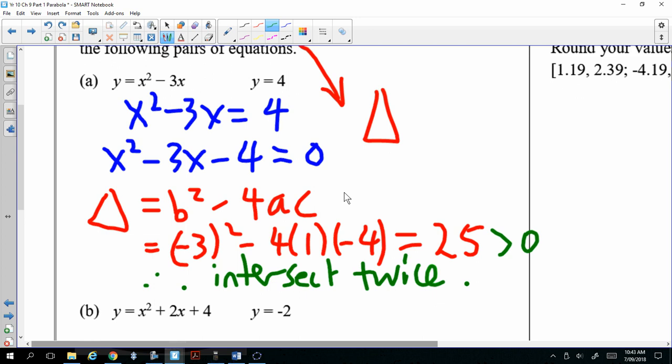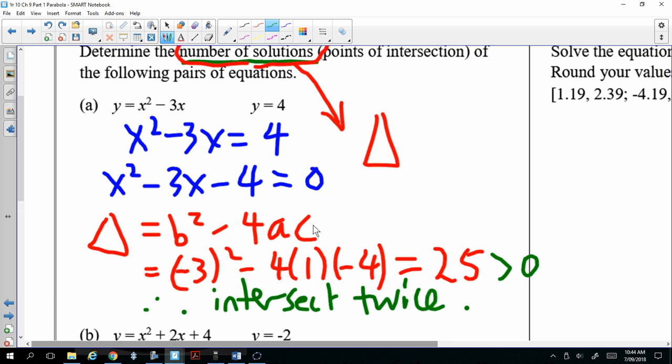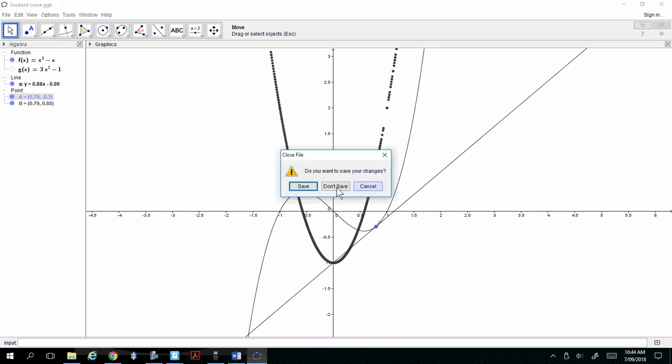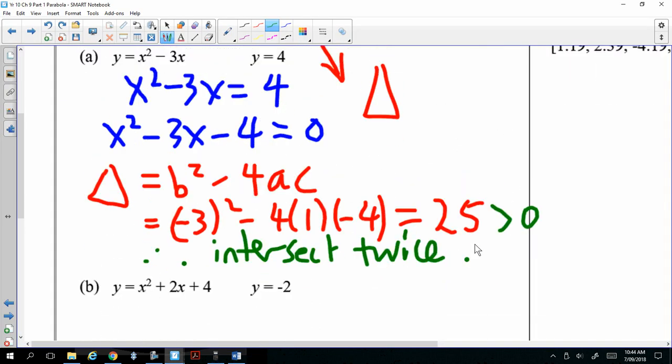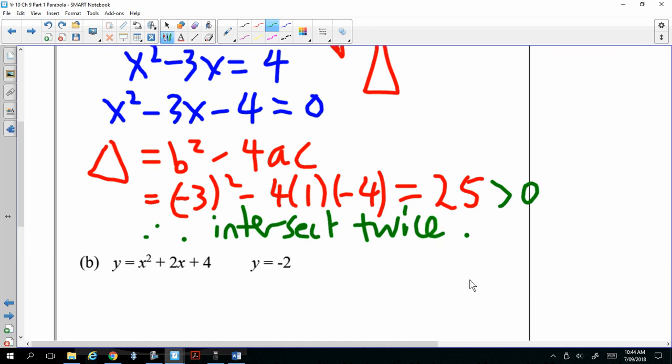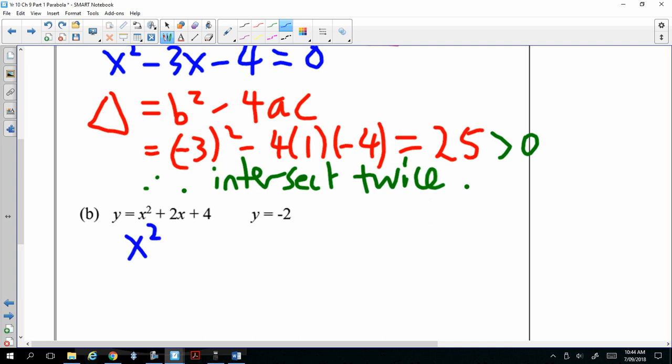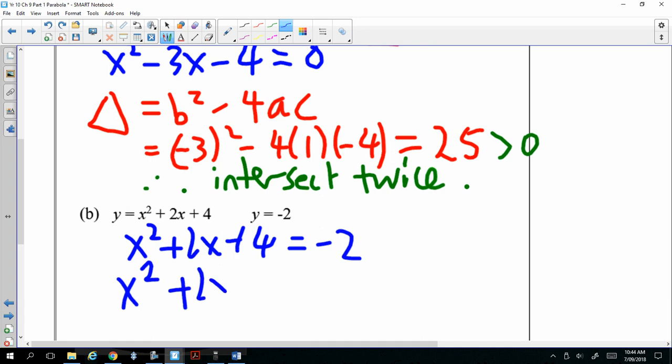Try the next one. It's the same thing. Okay, have a try. Make them equal, find the discriminant. Okay, go. All right, hopefully you had a go. So let's try this. So just make them equal. You must make the right side 0. You can't find the discriminant straight away. You have to make sure the right side is 0. Then you use the discriminant.